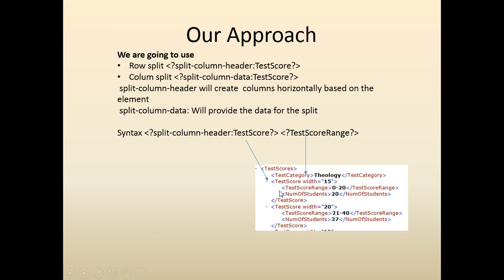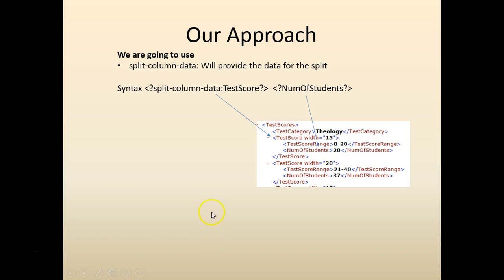We are going to use keywords called split column header and split column data, test score. So we're going to say split column header test score and split column data test score. These are the keywords that we're going to use. Split column data would provide the data for the split. We're going to use the test score and number of students as the data.